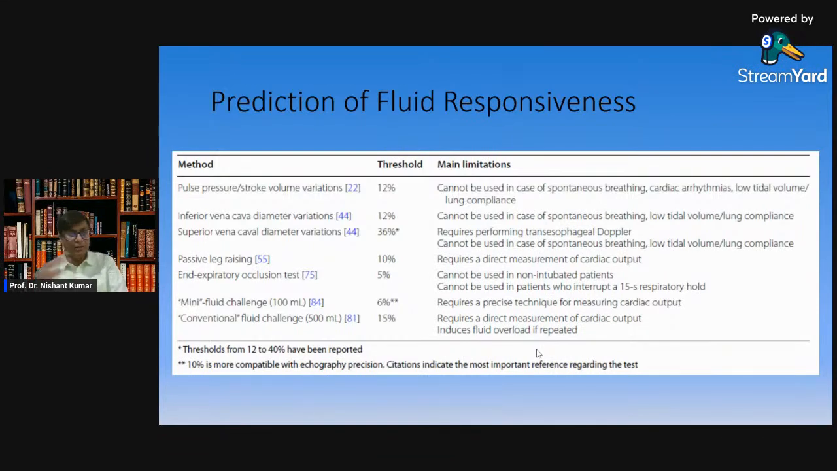So there are many ways you can predict fluid responsiveness. That is another topic for another day, because that will take another class. And hopefully, if you all want, I can take that in the next class. How to predict fluid responsiveness? What are the parameters for fluid responsiveness?